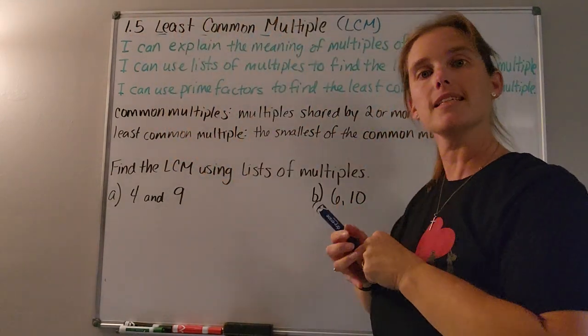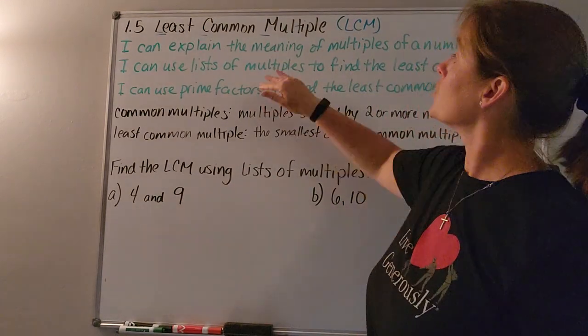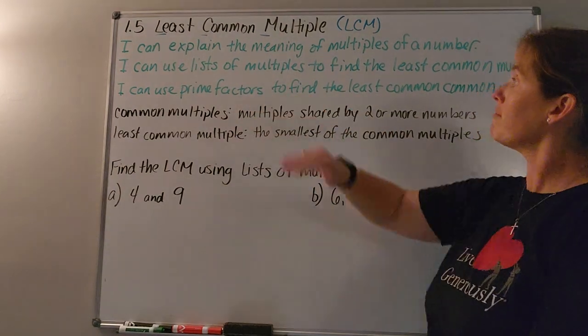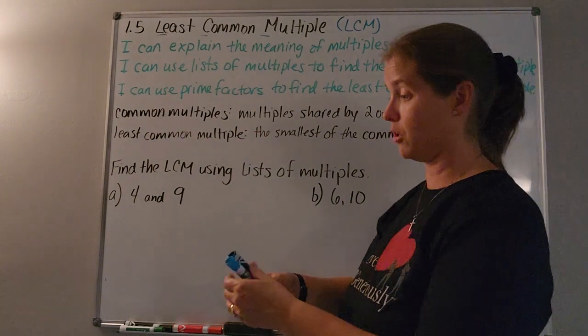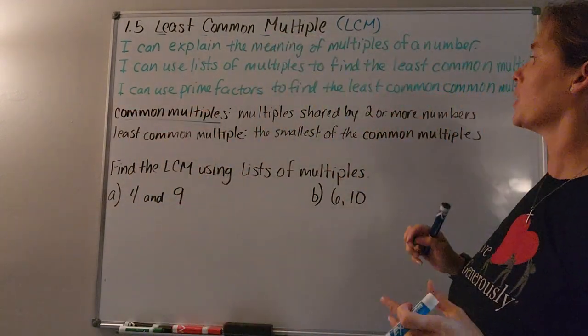Okay, in this lesson, you're going to explain the meaning of what multiples are for a number, use lists of multiples to find the least common multiple, and also use prime factors to find the least common multiple. So what are common multiples? Well, the multiples shared by two or more numbers.